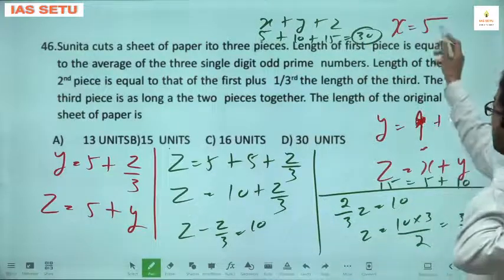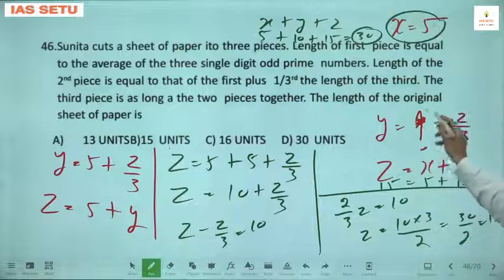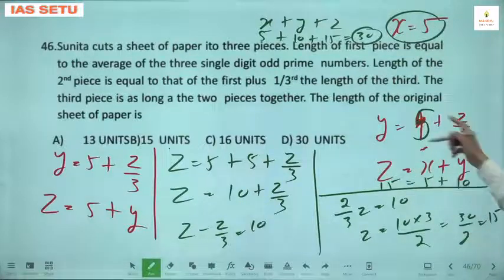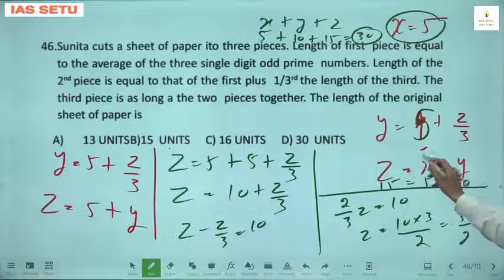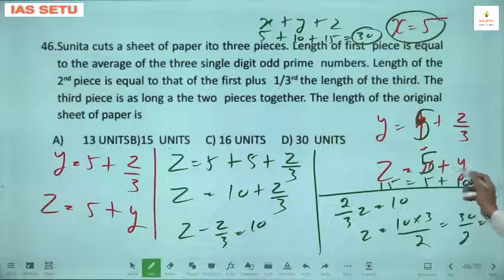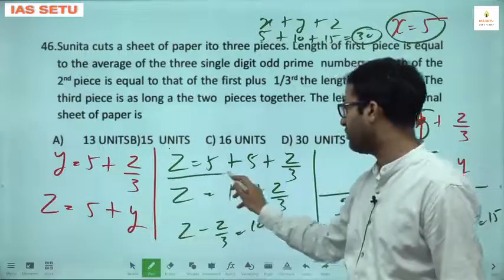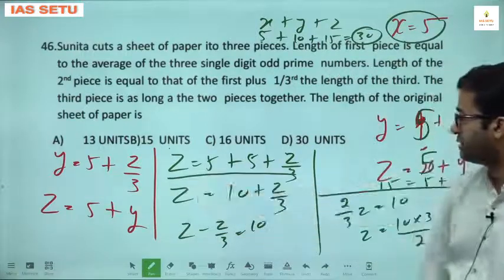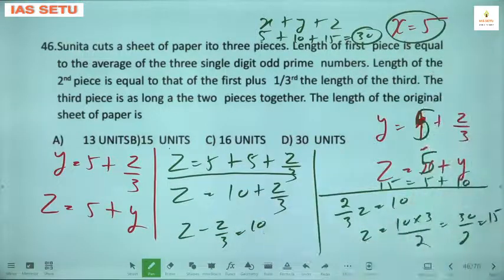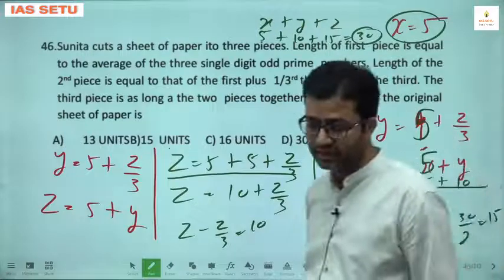I repeat, x is 5. So y will be x plus z by 3 according to the question, and z will be x plus y, 5 plus y. Take the equation z is equal to 5 plus y, and put the value of y, 5 plus z by 3. Solve for z. Z will come 15, so y will come 10. x 5, y 10, z 15.